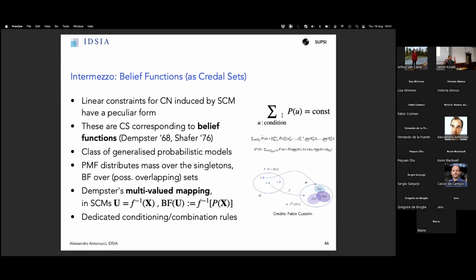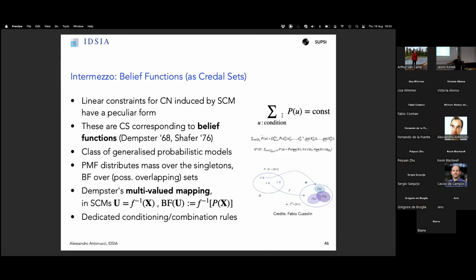Dempster and Shafer did contribute to the theory of evidence, the Dempster-Shafer theory, from different perspectives. The most interesting approach from our perspective is the one of Dempster, where he considered the so-called multivariate mapping, which is almost the same picture used this morning by Fabio for the credal semantics. But I guess there are people here with experience with belief functions.